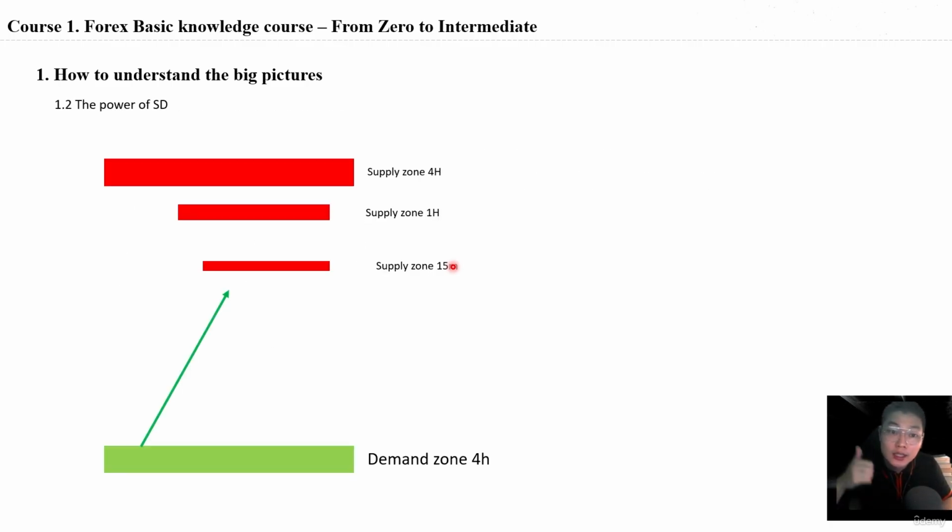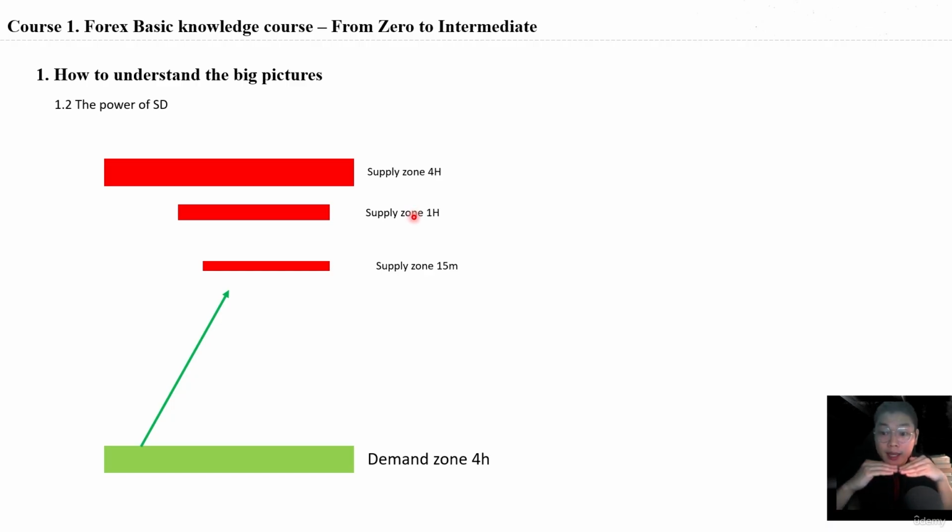Next, the power of supply and demand. The power of supply and demand when you are using multiple time frames is very important, because you need to understand the power of each zone in every time frame. In this case, if the market comes from the demand zone of the 4-hour chart, it means that at this time a supply zone in the 15 minutes time frame cannot hold these powers, and you only need to wait for price to come into the supply zone of 1 hour.